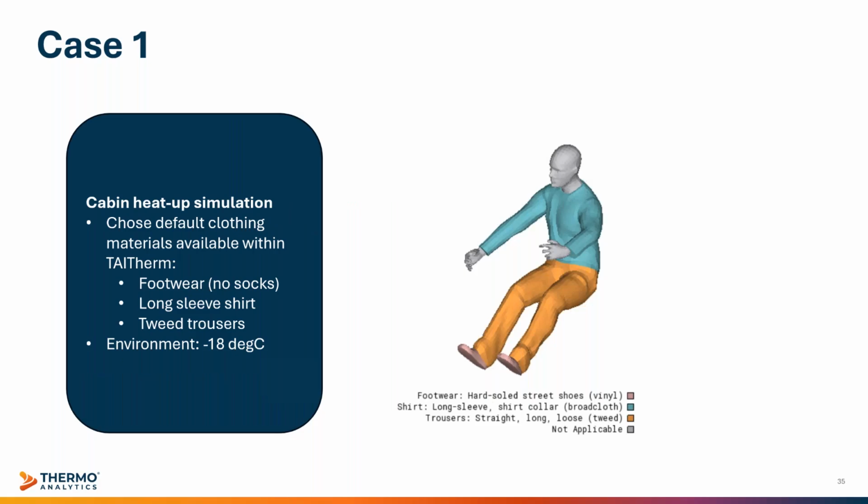In this first case, I ran a cabin heat up simulation with just one human occupant, so the driver. I used RapidFlow to model the cabin airflow, and I used a natural weather environment that was about negative 18 degrees Celsius during the simulation. To dress my human, I just chose to use the default clothing options within TAITherm. If you set up humans in TAITherm before, you may have noticed that there's just a couple clothing options available as a default within the software. So I used these basic shoes, a long sleeve shirt, and tweed pants.